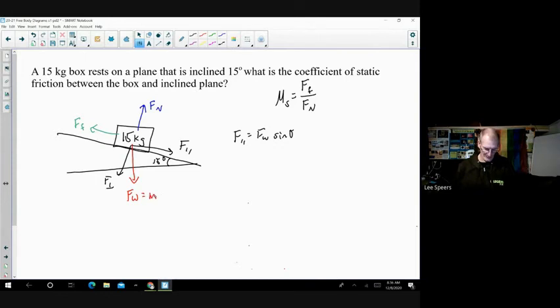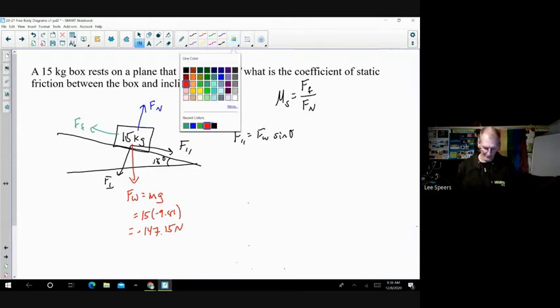The weight force is always mg, so that's going to be 15 times a negative 9.81. Do that on the calculator real quick. 15 times negative 9.81, 147.15. So I have a weight force of negative 147.15 newtons.